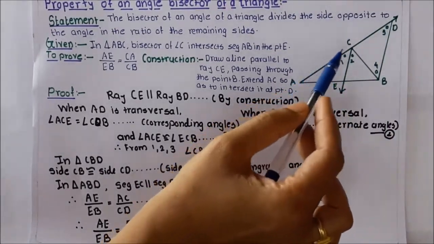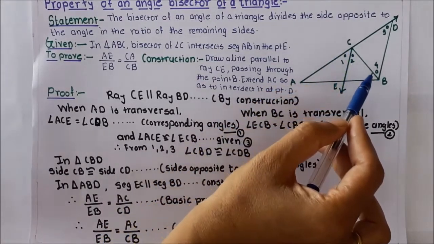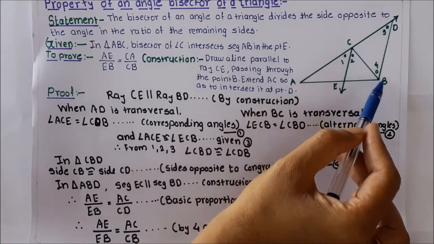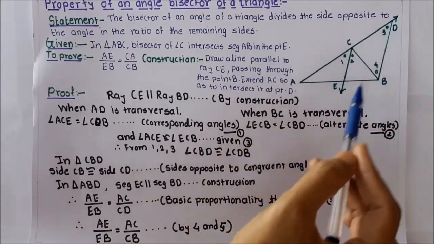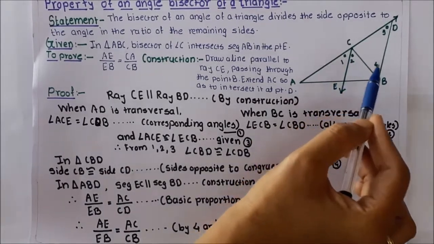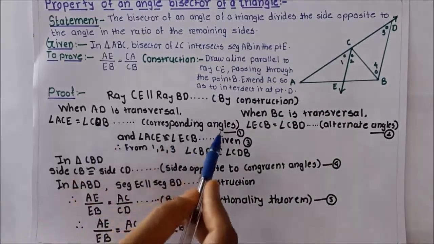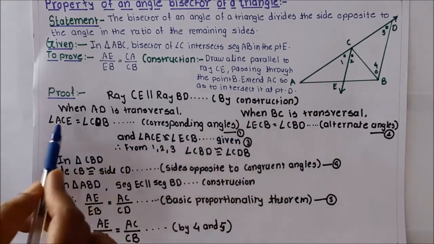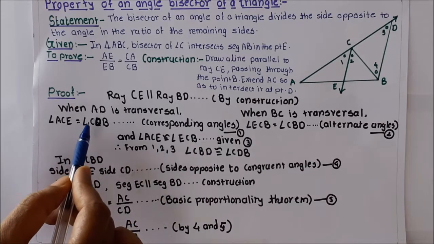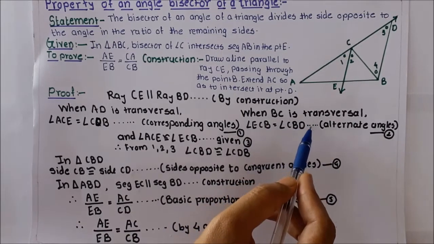Now we will consider BC as a transversal. When BC is a transversal, angle ECB is equal to angle CBD. Also you can tell me the reason: these are alternate angles for this transversal BC. Now we will call these two statements number 1 and number 2. According to statements 1 and 2, angle ACE is equal to CDB and angle ECB is equal to CBD.